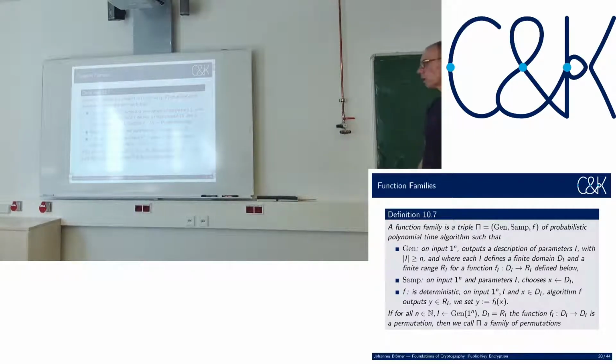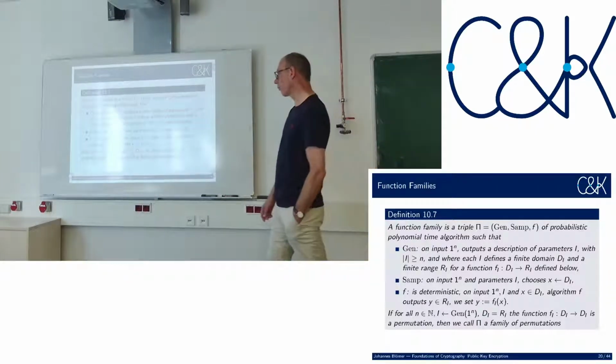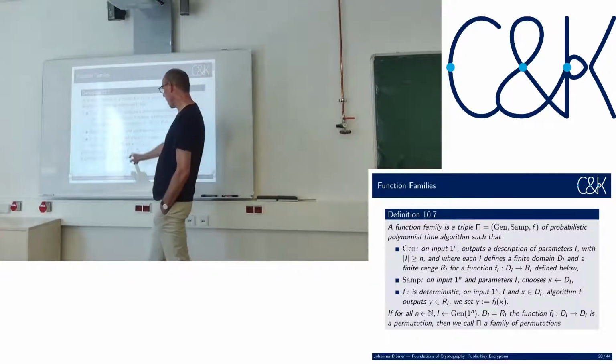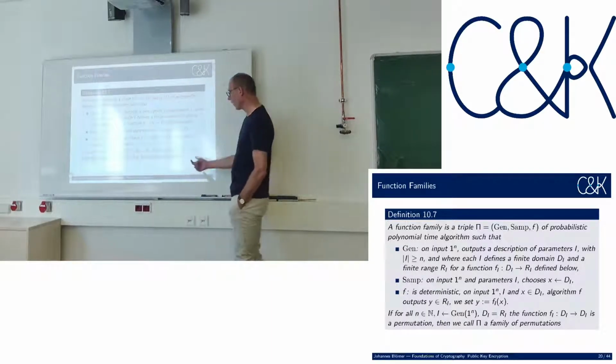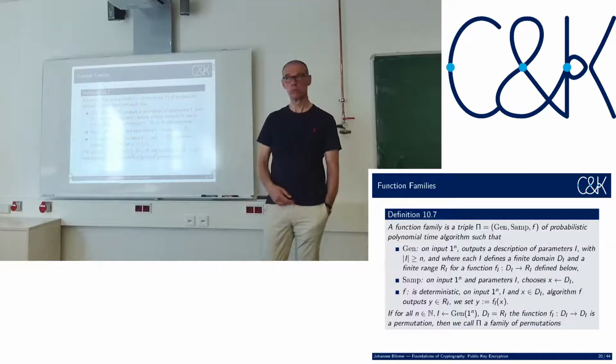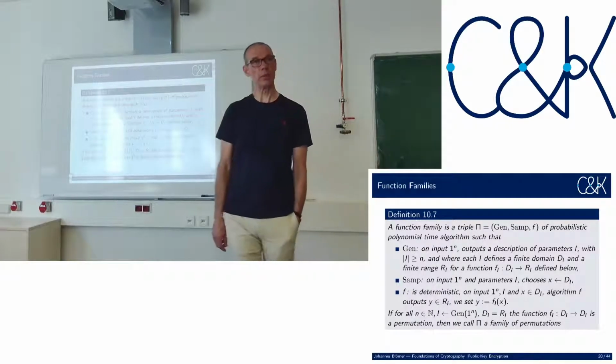A special case is when, for all parameter sets i, we have that D_i is equal to R_i and the function F_i is a permutation. Then we call this a family of permutations.